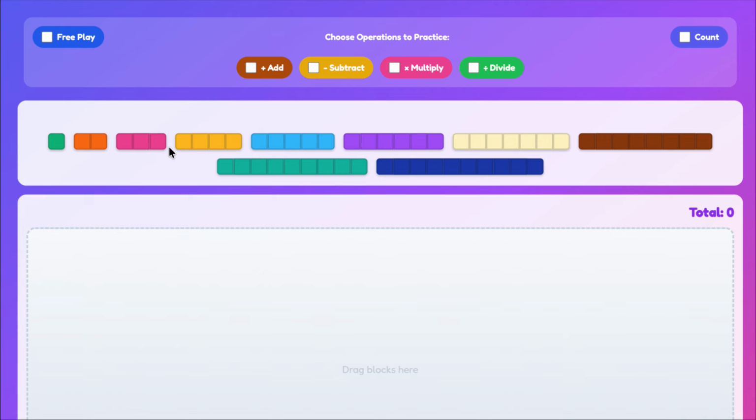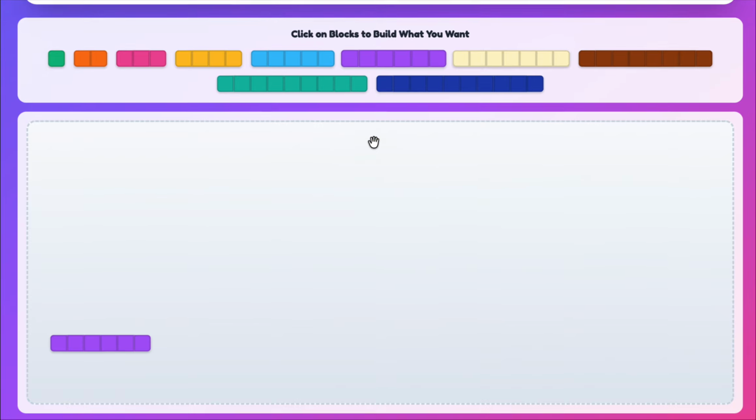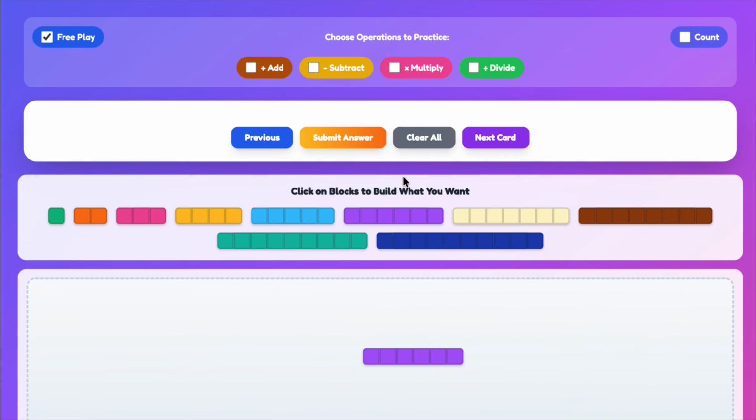You'll see here that we've got all these blocks up top here. If you try and click on them when you first load it, nothing will happen because you need to choose a mode. So if I choose free play mode, this will open up. Now if I click on previous, submit, or next card, nothing will happen. But if I have a block on here and I click clear all, it will clear all.